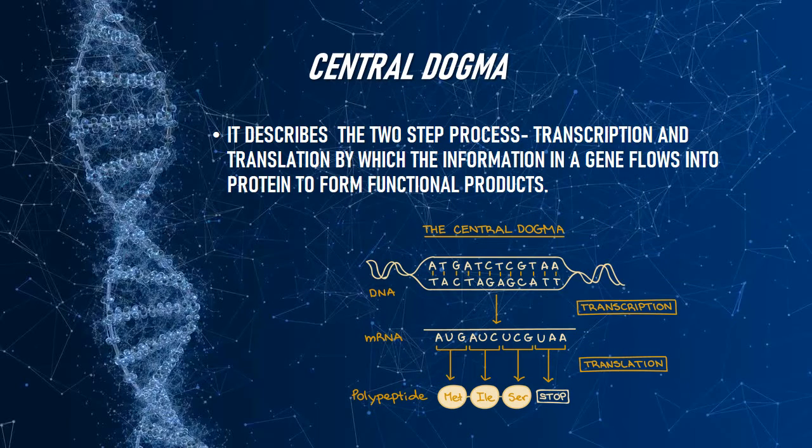Now, central dogma. It is a two-step process, namely transcription and translation. In this, transcription is a change of DNA to mRNA and translation is a change of mRNA to polypeptides, which are the functional products of protein.